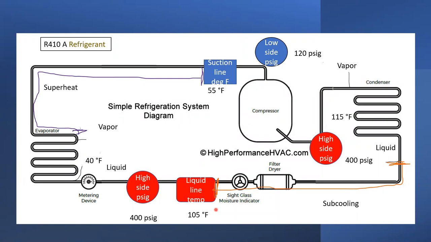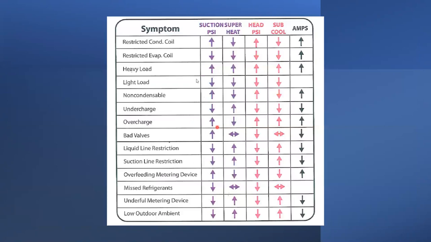This is what's normal. So if I take a diagnostics chart like this and say, if I have a restricted evaporator coil, that 120 pressure on my suction, on my low side, is going to be lower than normal. The head pressure, the condenser pressure, is going to be lower than normal. And my superheat is going to be lower than normal. If I'm looking for 15 degrees of superheat, then I'm going to have less superheat than what I normally would see and less subcooling than what I normally would see. So I'm going to have to clean the evaporator coil.